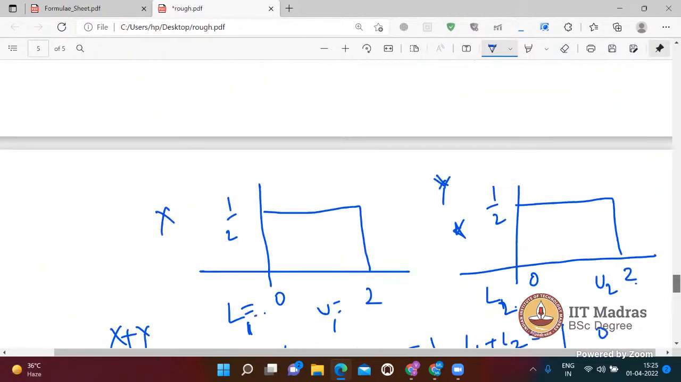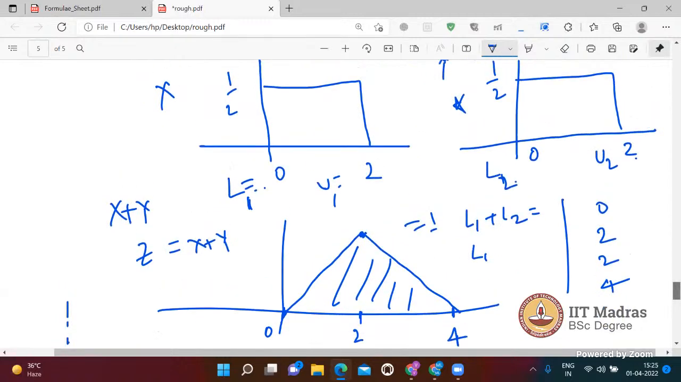Okay. Sir, what if both x and y are not in the same range, meaning 0 to 2 and 0 to 3? Yeah, 0 to 2 and 0 to 3, right? So now you will solve 0 plus 2, 0 is 0. 0 plus 3 is what? 3, right? And 2 plus 0 is 2 and 2 plus 3 is 5, right?